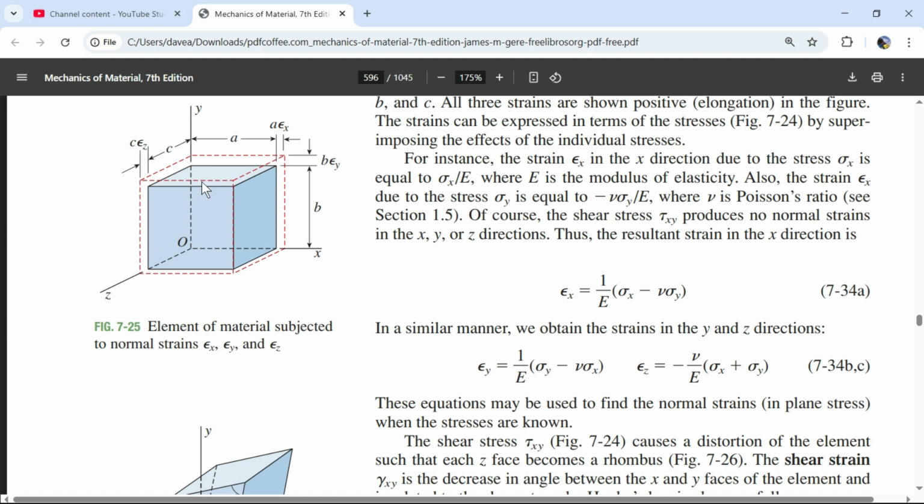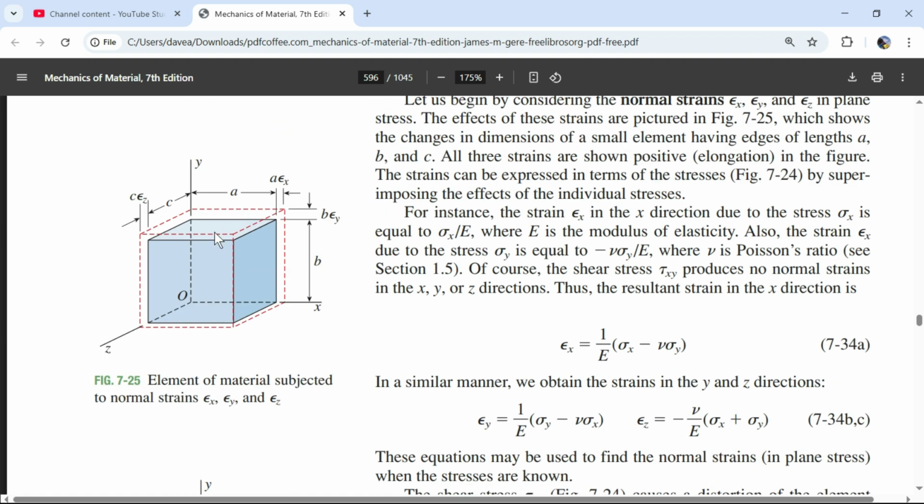But because we do have, in our equations, a positive sigma y, we have a positive normal stress in the y and a positive normal stress in the x. Those are going to cause a reduction of area equal to those stresses multiplied by that ratio, Poisson's ratio. And it's going to be a negative. So our strain here is going to be negative sigma x times Poisson's ratio divided by E.